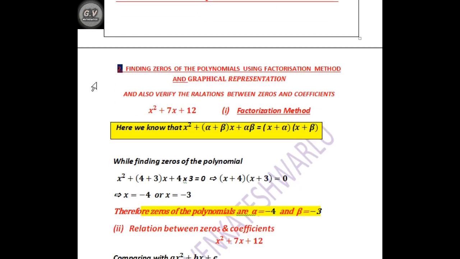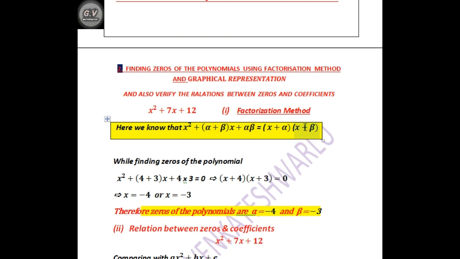Next, look here, children. Now I am going to explain the second example. Here x square plus 7x plus 12 is a quadratic polynomial. We need to find the zeros of the polynomial, finding them using the factorization method. So first, we consider the factorization method.